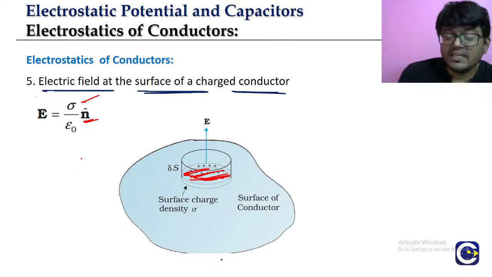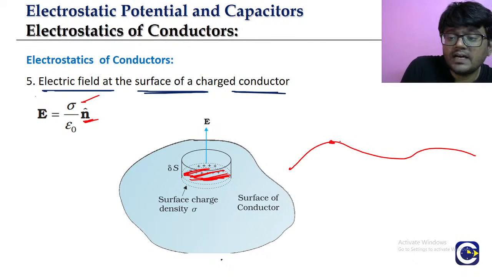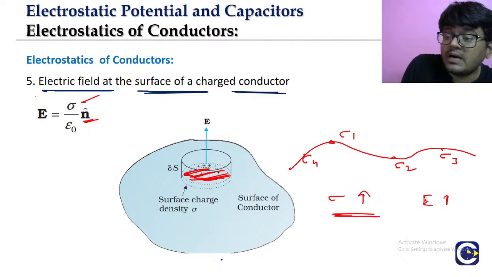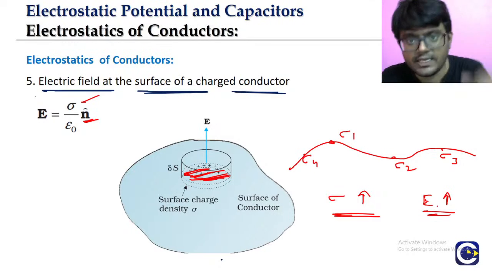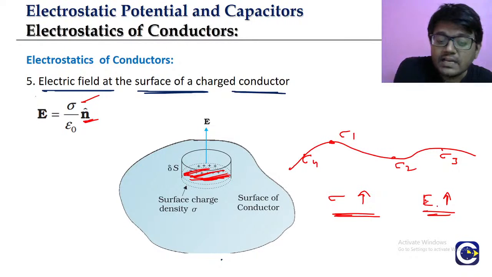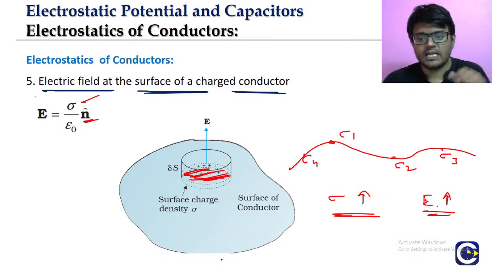If the charged conductor is having, say for example, a surface which is uneven, so if the sigma values are changing, then wherever the sigma is higher, that electric field near the surface also will be higher. Wherever the sigma is higher, the electric field near the surface also will be what? Higher.